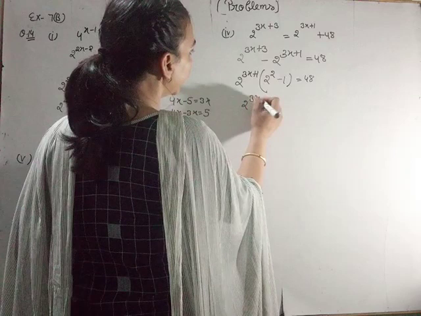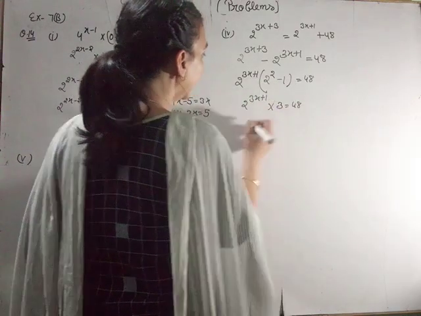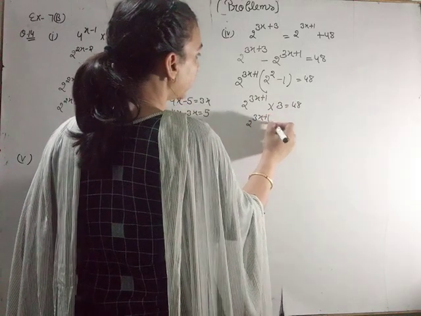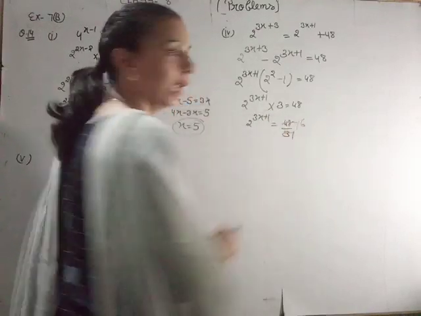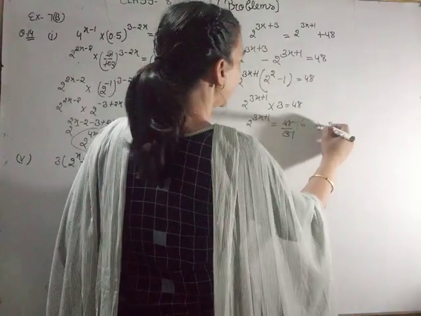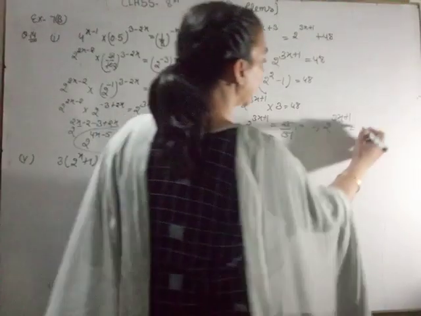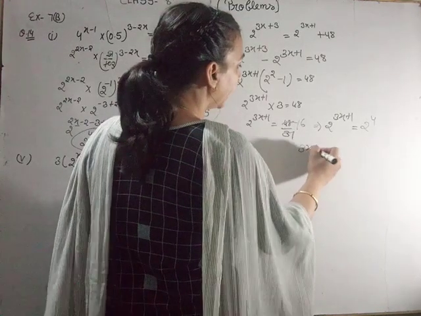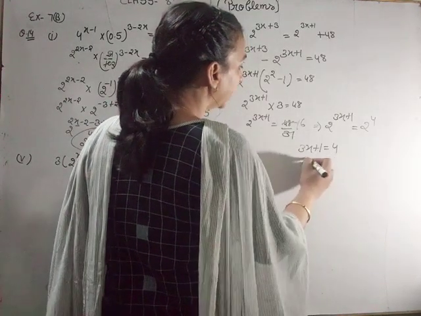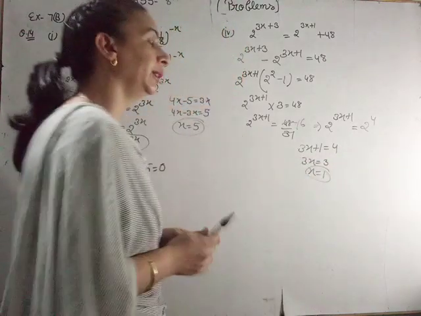2 raised to the power 3x plus 1 into 4 minus 1, which is 3, equals 48, and 2 raised to the power 3x plus 1 equals 48 by 3. Okay, this equals 16. This implies that 2 raised to the power 3x plus 1 equals 16. In place of 16 we write 2 raised to the power 4. Same as it is, the powers are equal: 3x plus 1 equals 4 and 3x equals 4 minus 1, which is 3, x equals 1. Okay, then the value of x equals 1. Then next question.